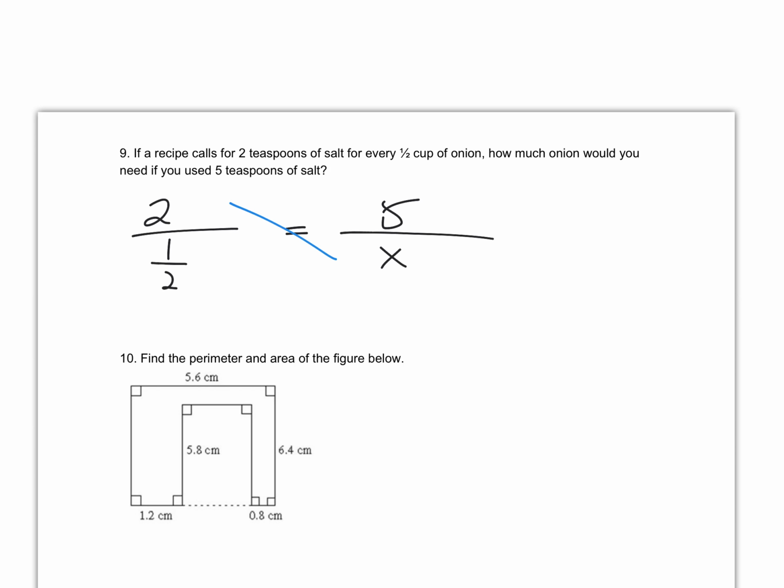I'm going to go ahead and cross multiply. 2x equals 2.5, or let's say 5/2. Make it a fraction. Then divide both sides by 2. X equals 5 over 4, or 1 1/4 cup onion.